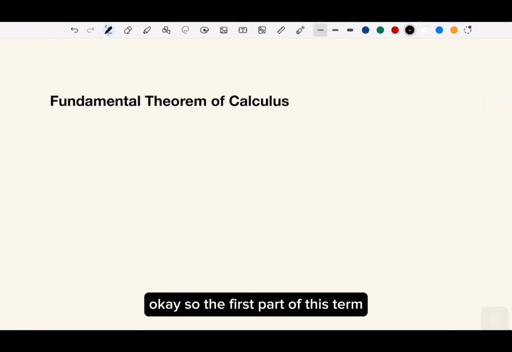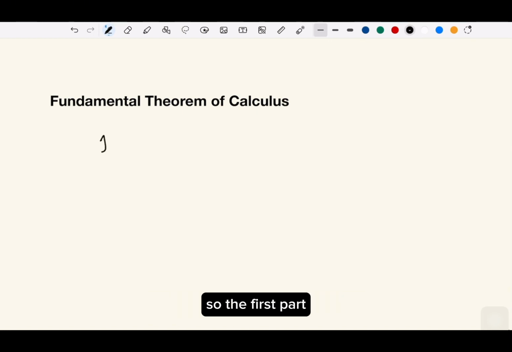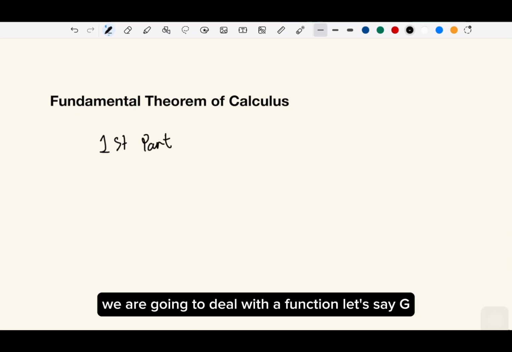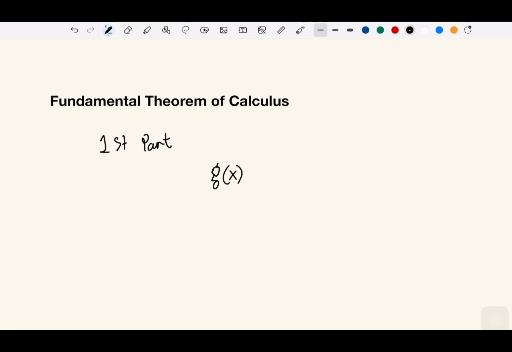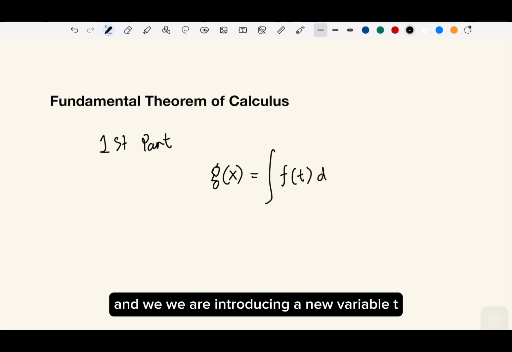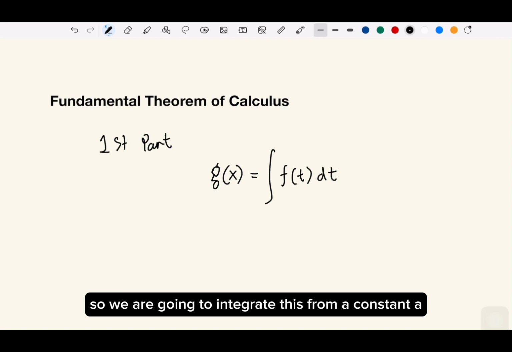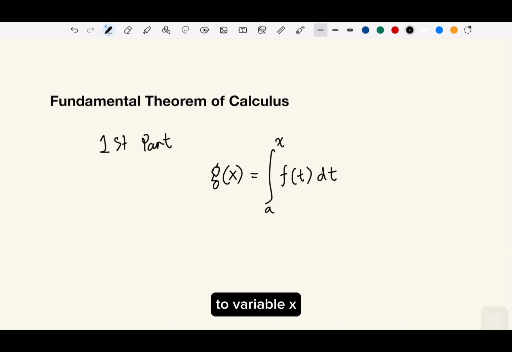Okay, so the first part of this theorem, we are going to deal with a function, let's say g, is an integration, and we are introducing a new variable t. So we are going to integrate this from a constant a to variable x.